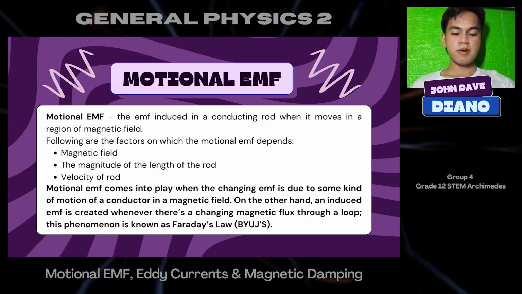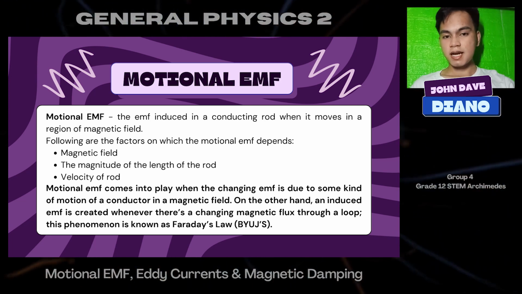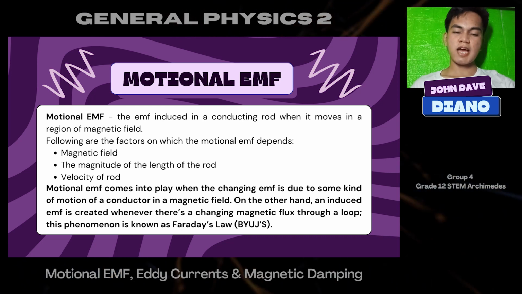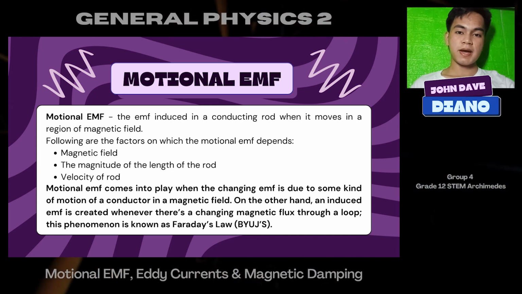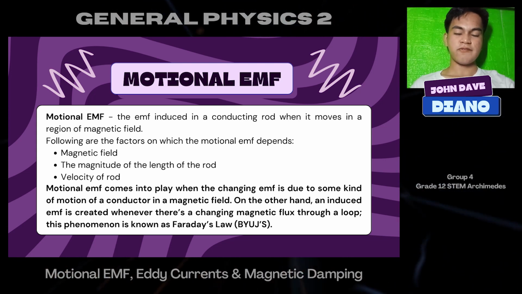On the other hand, induced EMF is created whenever there is a change in the magnetic flux through a loop, and this phenomenon is called Faraday's law.